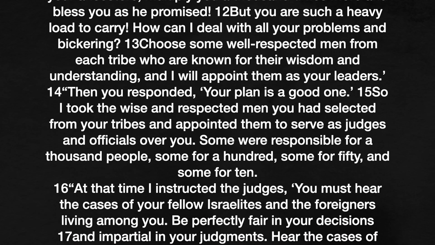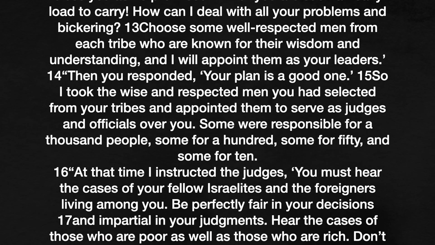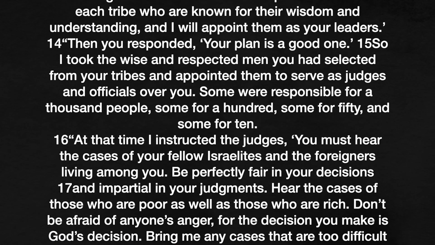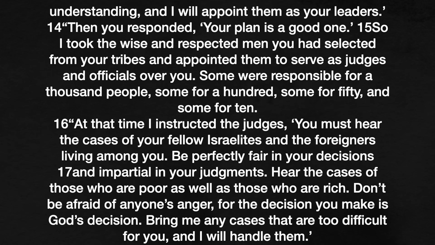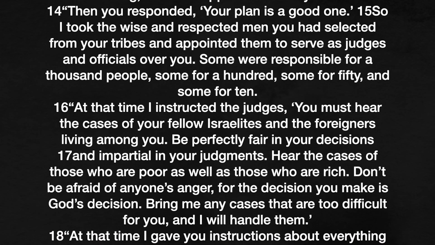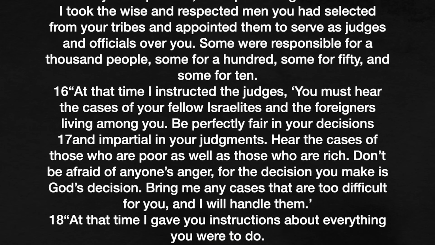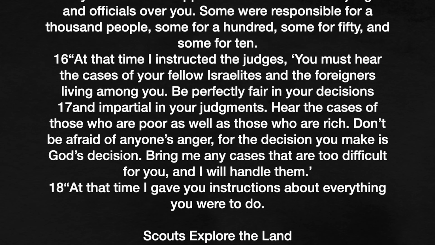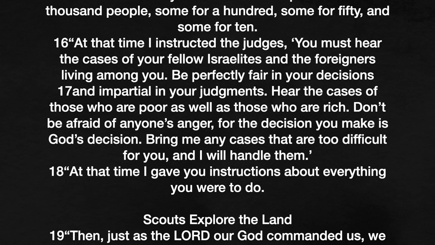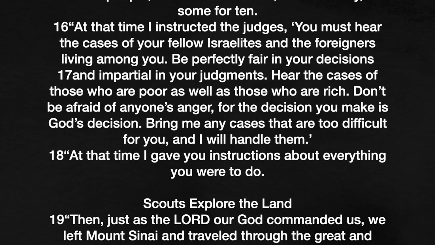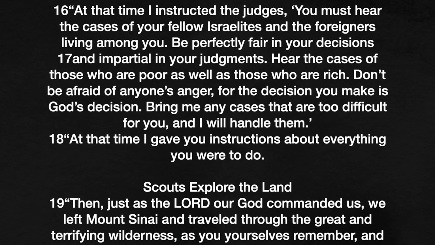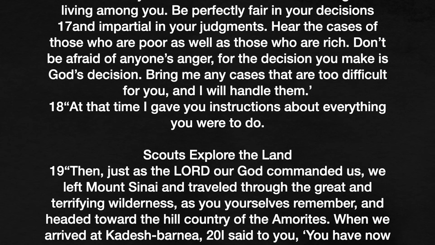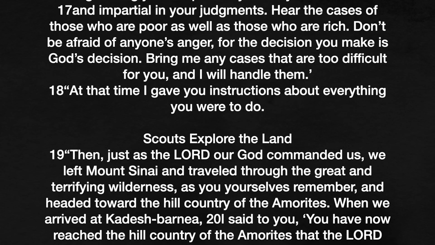So I took the wise and respected men you had selected from your tribes and appointed them to serve as judges and officials over you. Some were responsible for 1,000 people, some for 100, some for 50, and some for 10. At that time I instructed the judges, 'You must hear the cases of your fellow Israelites and the foreigners living among you. Be perfectly fair in your decisions, and impartial in your judgments. Hear the case of those who are poor as well as those who are rich. Don't be afraid of anyone's anger, for the decision you make is God's decision. Bring me any cases that are too difficult for you, and I will handle them.' At that time I gave you instructions about everything you were to do.